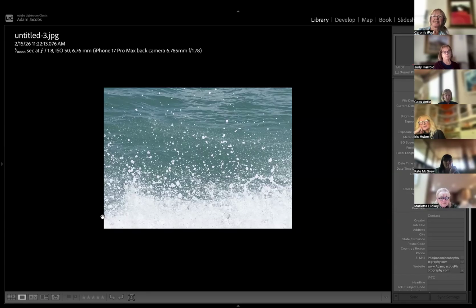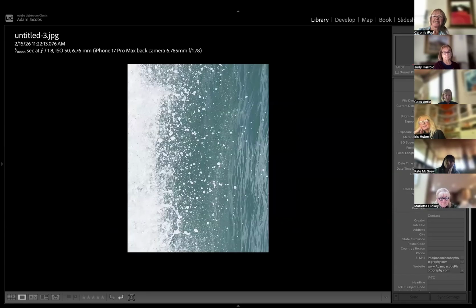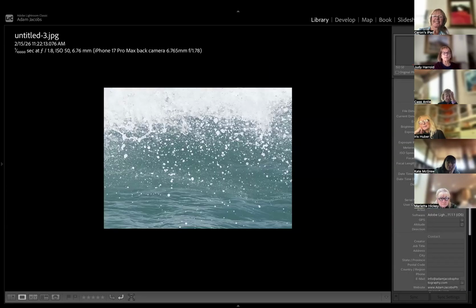I love the abstractness of this. I'd be tempted on this one to even start spinning it and doing something creative. Something like this, then you really don't know what it is. It's like a painting. Was this yours, Judy?